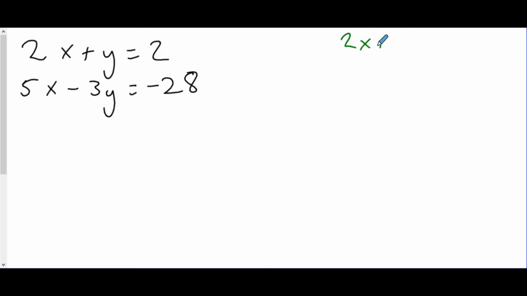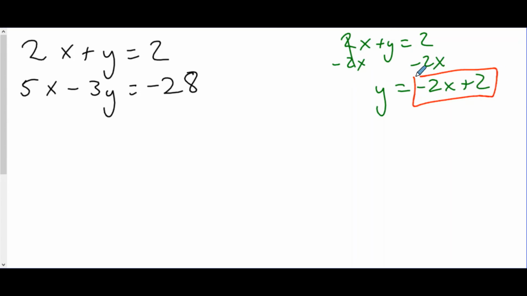So I'm going to write that over here and solve it for y by subtracting 2x on both sides and getting y equals negative 2x plus 2. Now that I have an equation solved for y, I can take what y equals and substitute it into the other equation for y. Really important, don't plug it back into this equation because then you've not used this one at all. I've rewritten the first equation, I have to plug it into the second equation. I'm replacing y with what y equals.